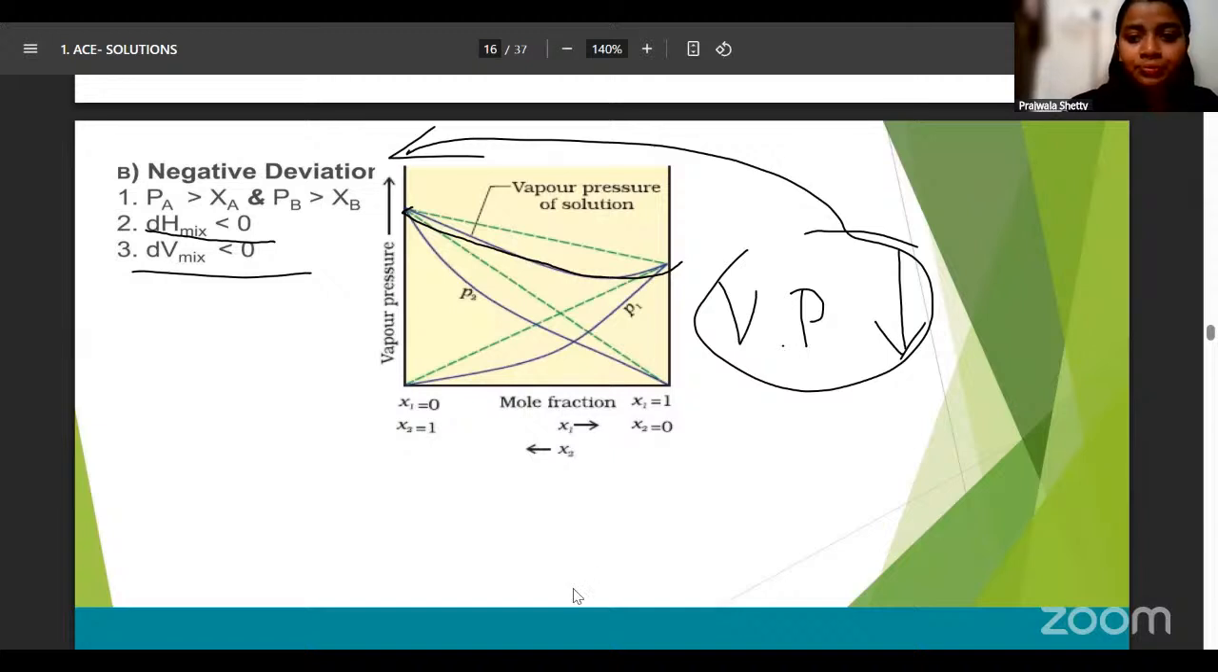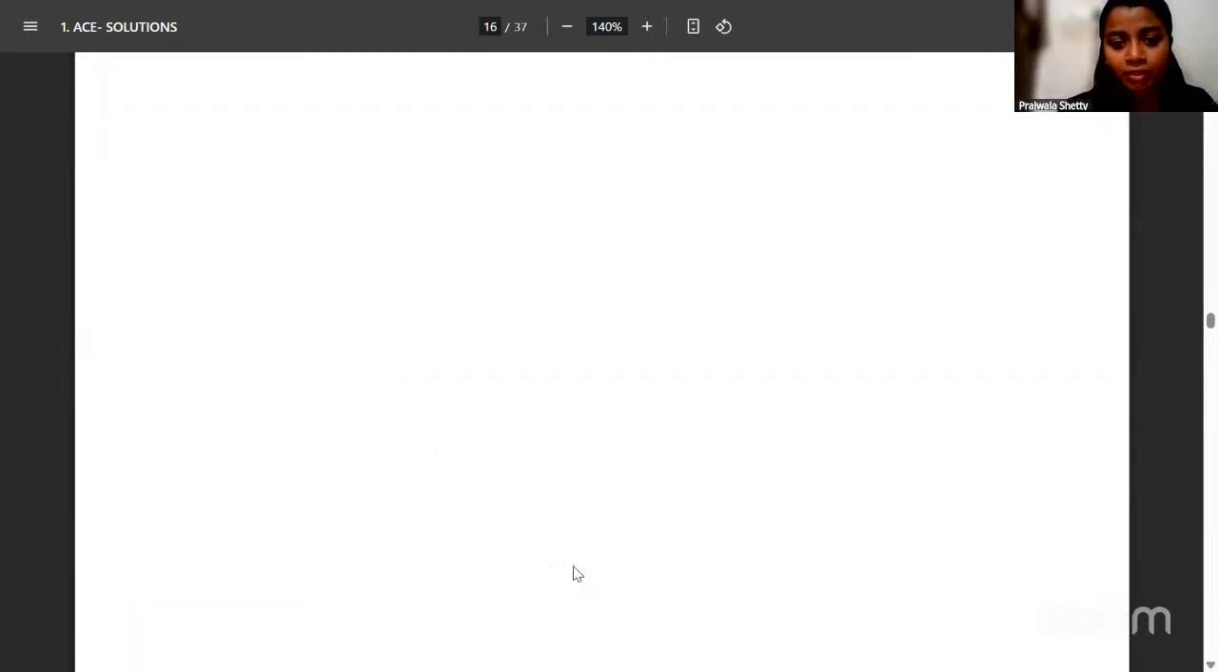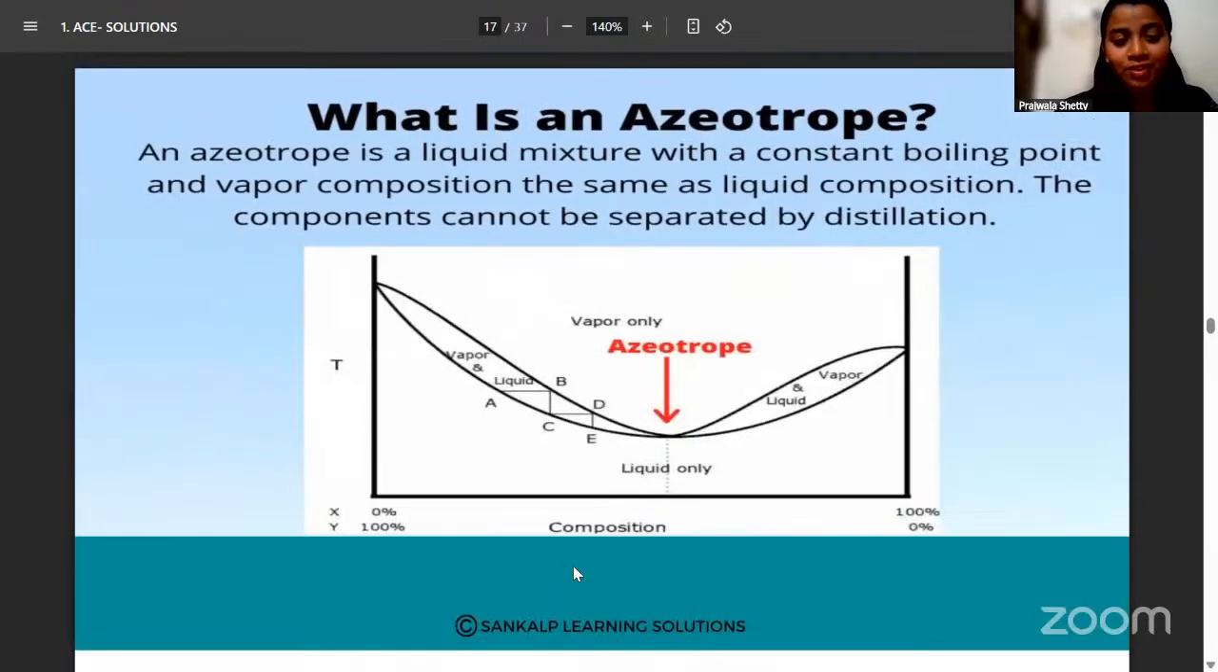I'll move on. Another important definition is here, which is azeotropes. What is azeotropes? Have you ever heard before? I think no, right?